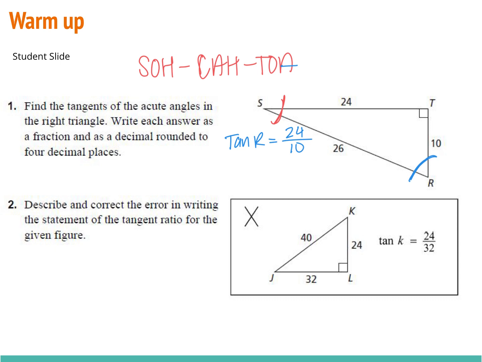Let me go ahead and find angle S. Tan S equals what's opposite to angle S? Anybody? What's opposite to angle S? 10, and what's adjacent to angle S? Good. If I'm finding the angle, am I going to use the inverse? Yes or no? Yes. Okay, anytime you're solving for angle, you have to find the inverse.